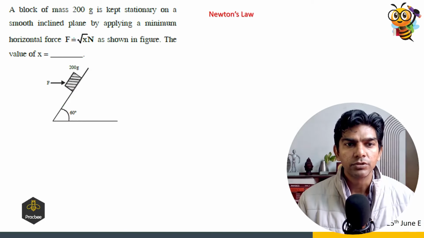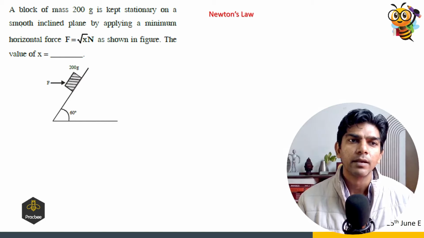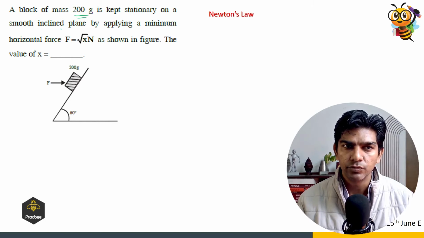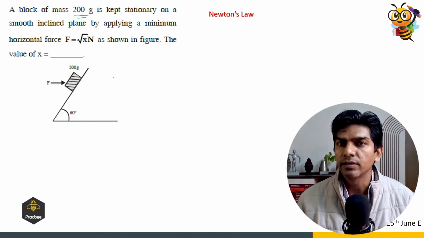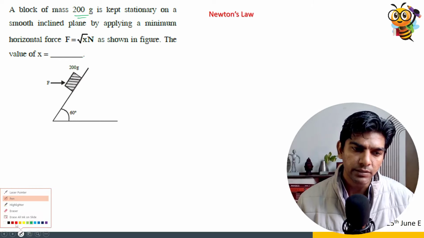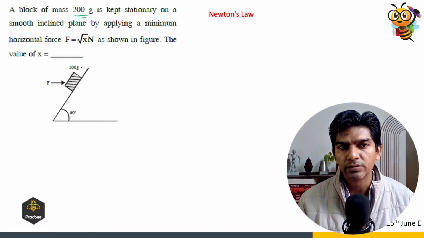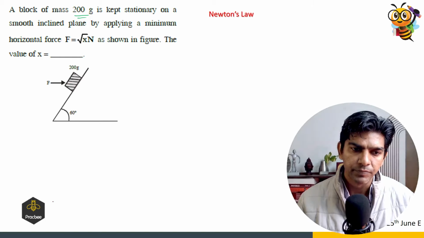Right, so let us see this question, which is based on the motion along the inclined plane. A block of mass 200 grams is kept stationary on a smooth inclined plane by applying a minimum horizontal force, which is root x. We have to find the value of x. We are exerting the minimum force, it means this block is not sliding, and there is no friction anywhere.